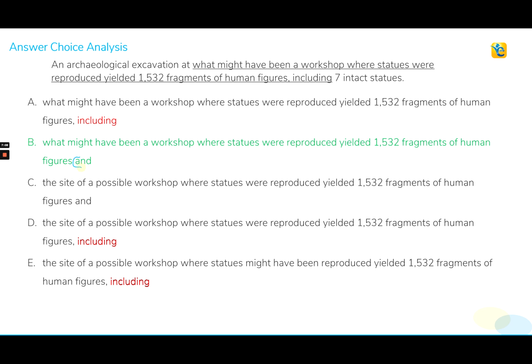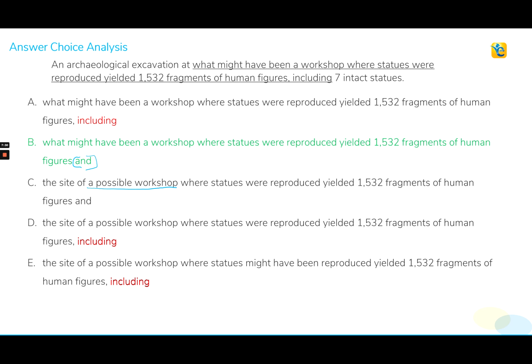And this is what we preempted while we were trying to find out the logic in the sentence, right? And that's what choice B does. Now, what makes choice C incorrect? Choice C uses this very funny expression, a possible workshop.